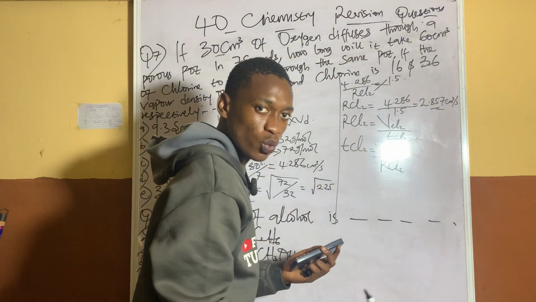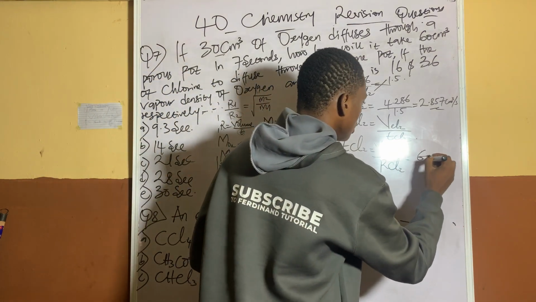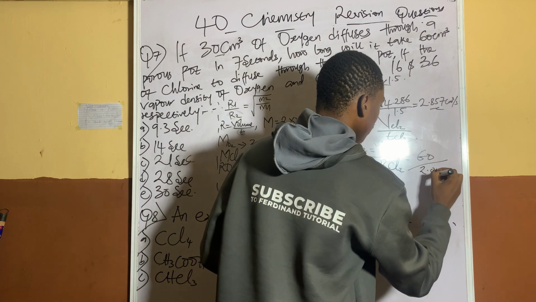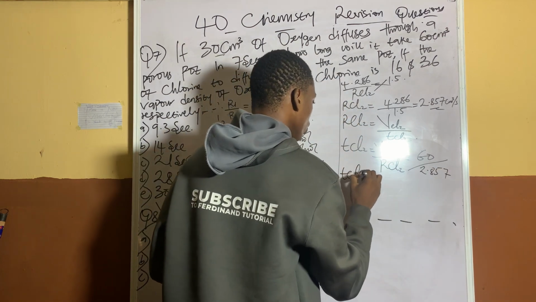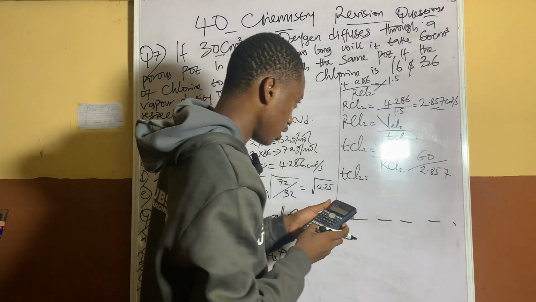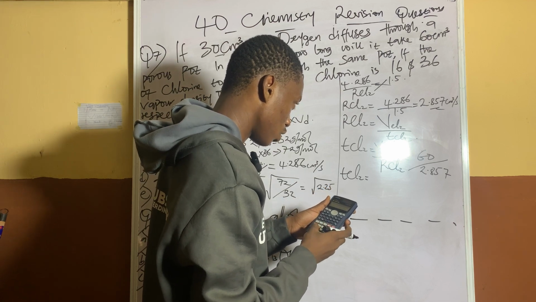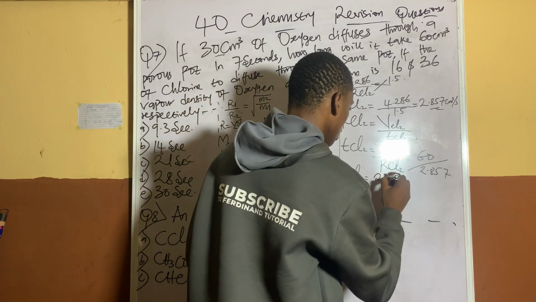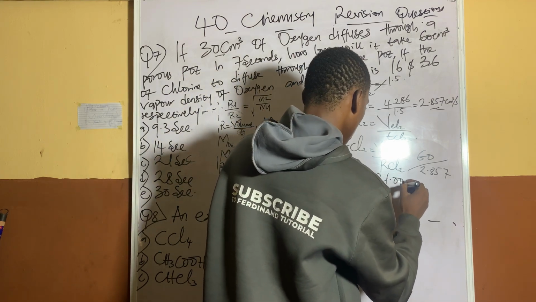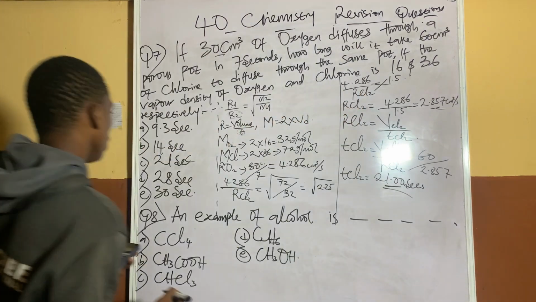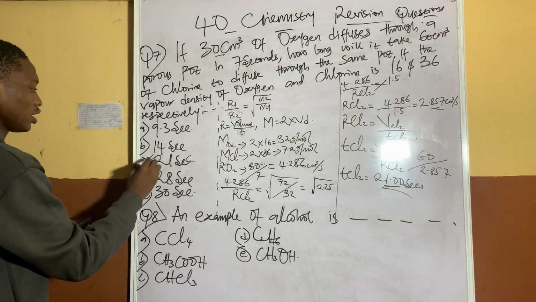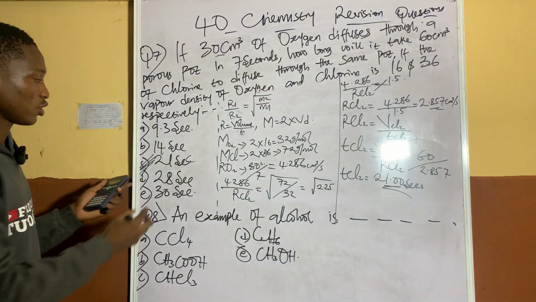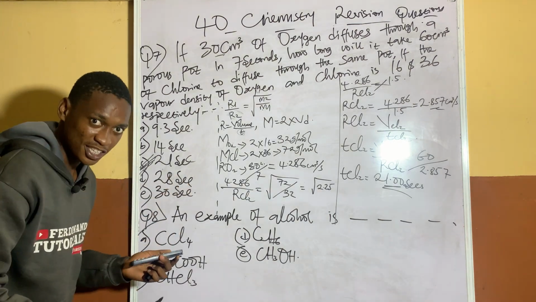So that means volume is what? 60 cm cube. So I'm going to say 60 over. What is my rate of chlorine now? 2.857. So I will say time of chlorine is equal to 60 over 2.857. I'm having 21.00 seconds. Look at the options here. We have 21, which is C. So my correct answer is C, 21.00 seconds, which is 21 seconds. I've calculated the time. Are we there now?